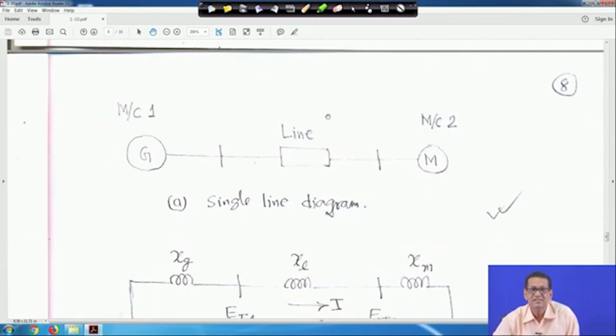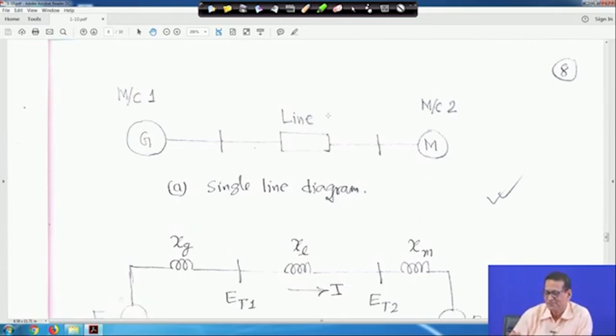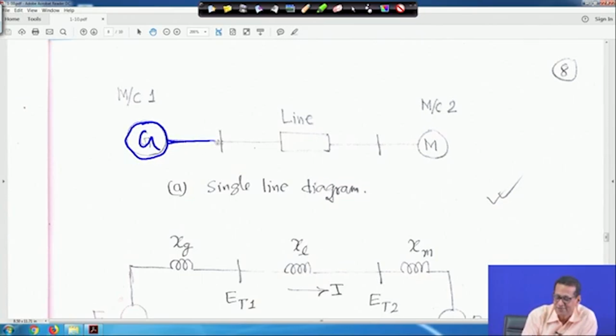Now, for example, this diagram, this is scanned from a photocopy. Later, after one or two hours of lecture, you will find things are okay. So, this is my generator. Suppose this is one generator, machine 1. I am just redrawing it for you once again.